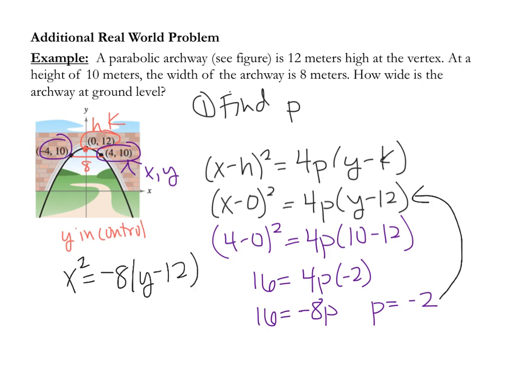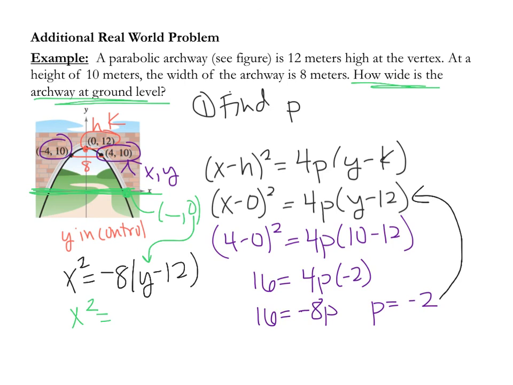Then I need to use that equation to answer the question. The question says, how wide is the archway at ground level? So I need to think about what that means to be at ground level. That's down here. It's going to be hard to see with the green on green, but it's down here at this point. So if I thought about the coordinates of that point, that's over some amount up 0. So that means I'm going to actually plug in 0 for y. So I just need to plug that in here.